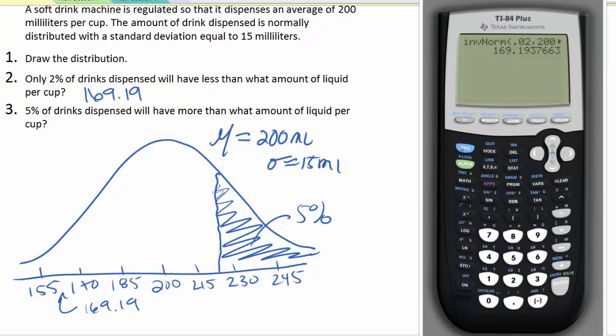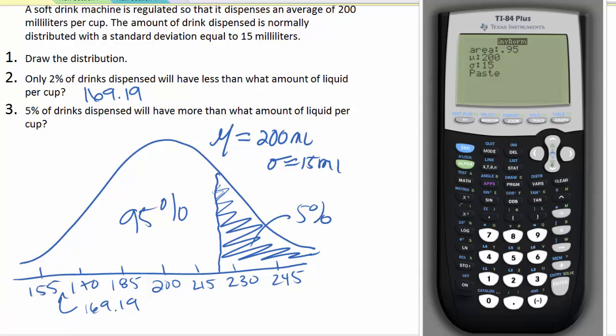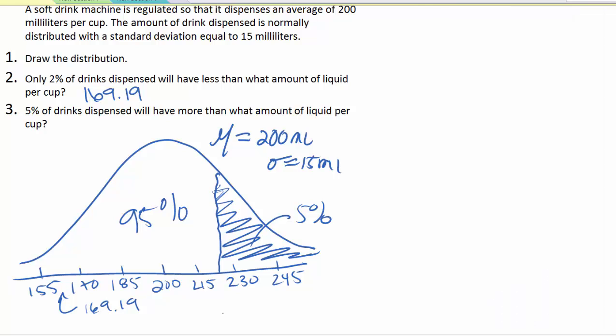So we go back to Second, Distribution, scroll down to Inverse Norm. Now we want to put in 0.95, because recall that we always want to put in the area that falls below the value that we're trying to find. So that's this area here, 95%. So we put in 0.95. 200 is our mean, our standard deviation is 15, and press Enter. And we get a value of 224.67.